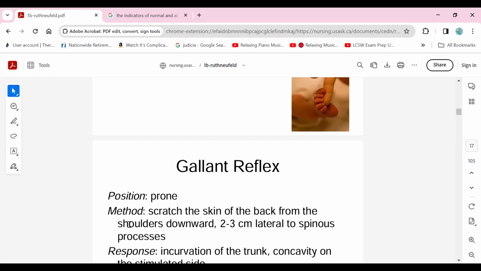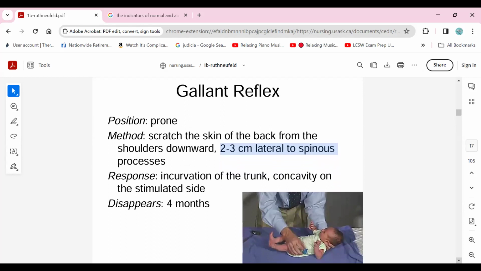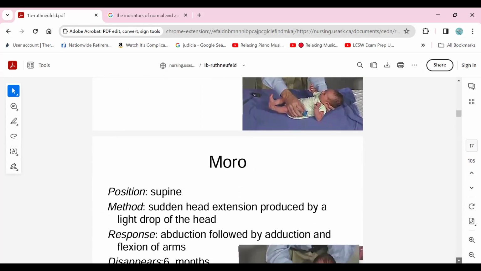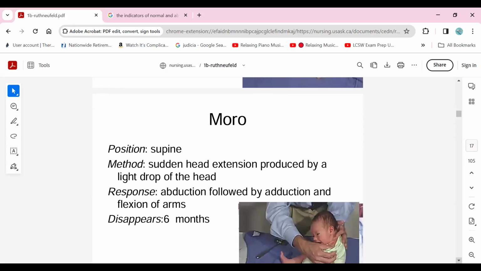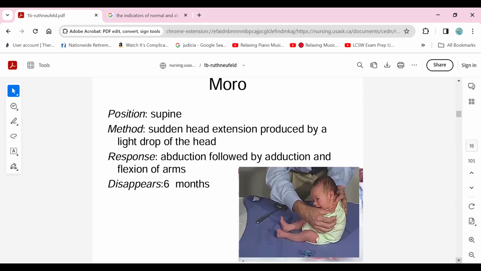Position: prone. Method: scratch the skin of the back from the shoulder downward, 2 to 3 centimeters lateral to the spinous processes. Response: incurvation of the trunk with concavity on the stimulated side. That's 4 months. Moro reflex, supine: sudden head extension produced by a light drop of the head. Response: abduction followed by adduction and flexion of the arms. 6 months.